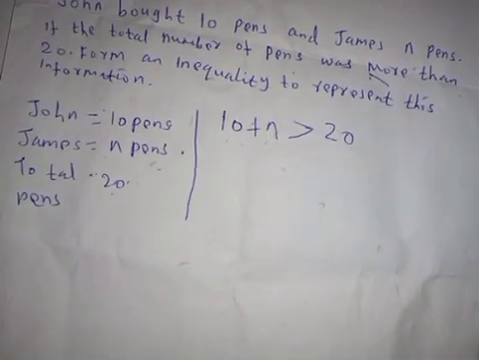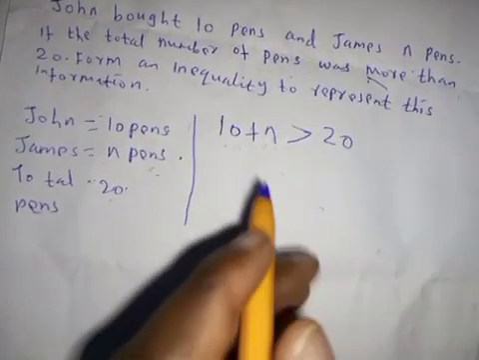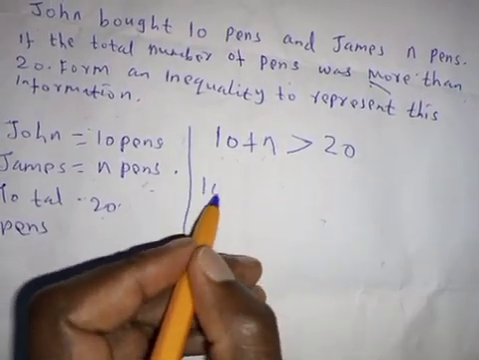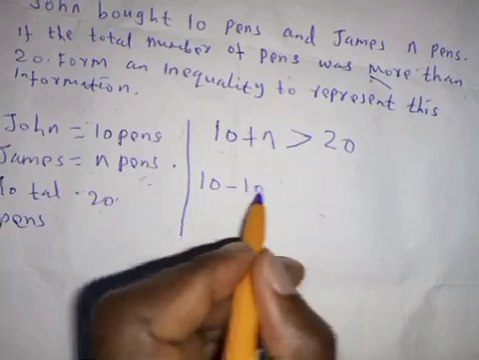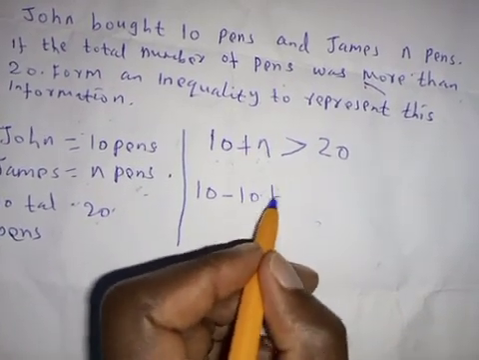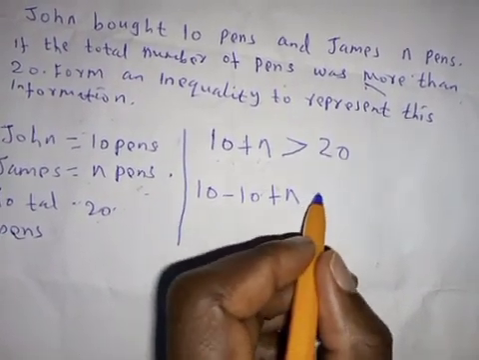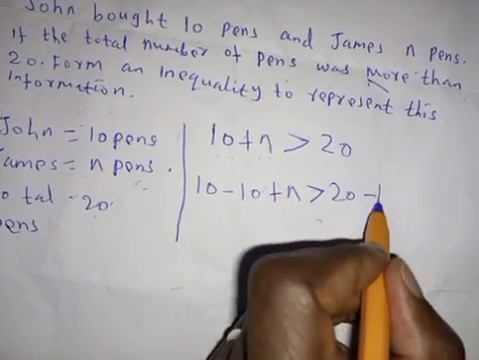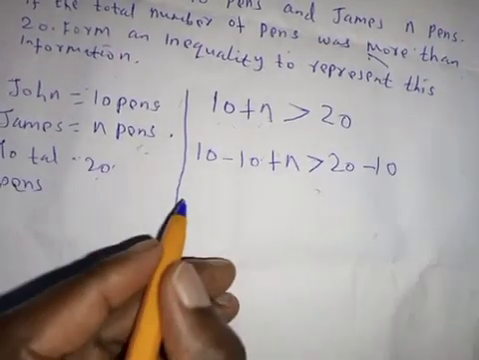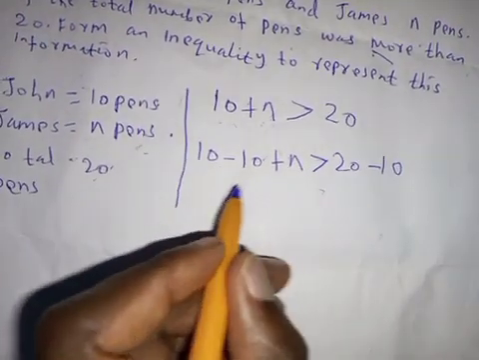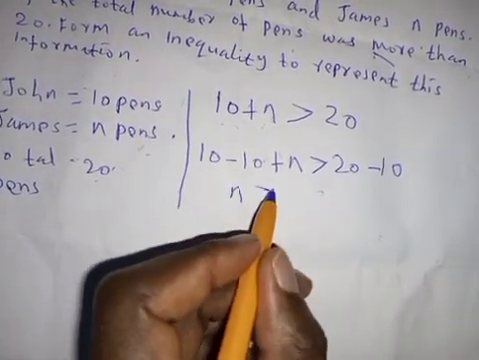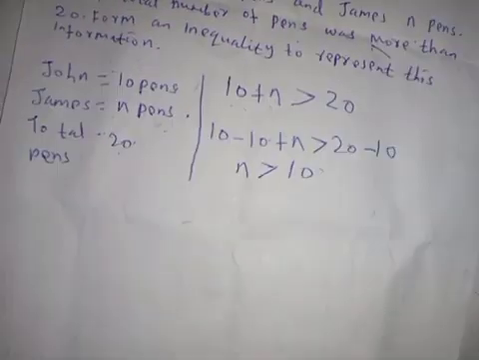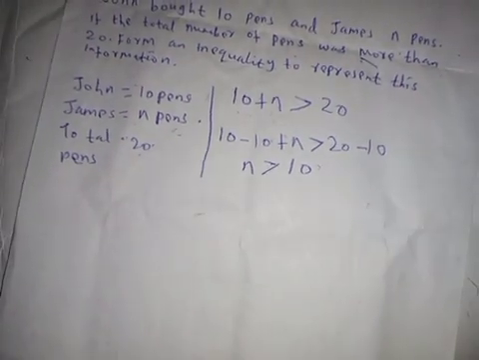So the next, we look at simplifying linear inequality. Like this one now. To simplify this, what we do, we subtract 10 both sides. So you have 10 minus 10 plus n greater than 20 minus 10. We subtract even on the other side. So this side you will be left with n, which is greater than 20 minus 10, which is 10. So that is how you can simplify that simple linear inequality.